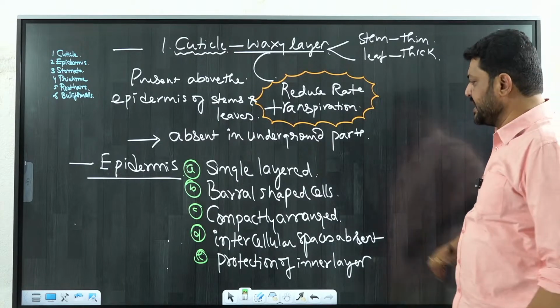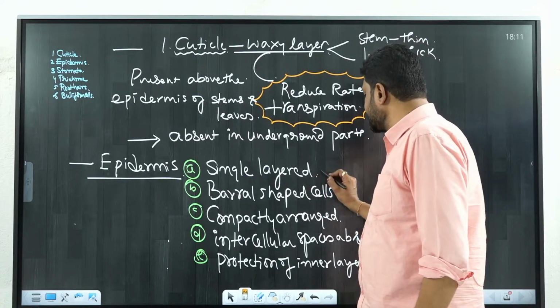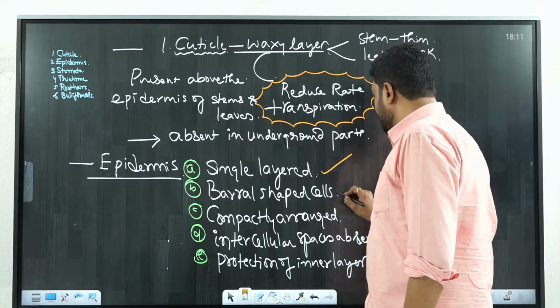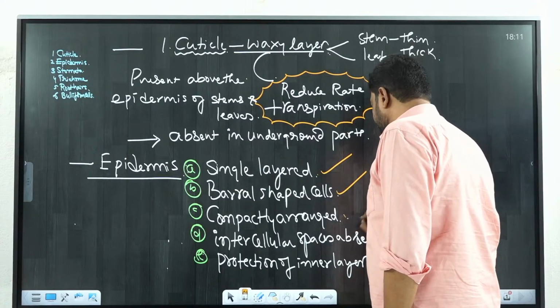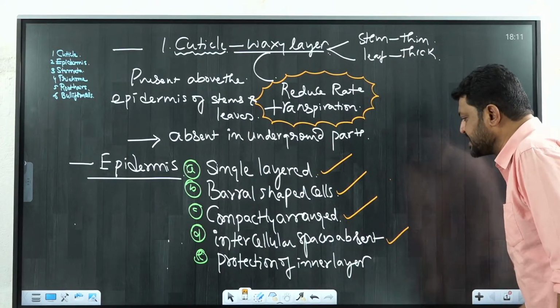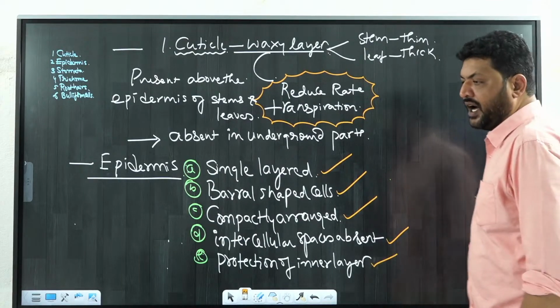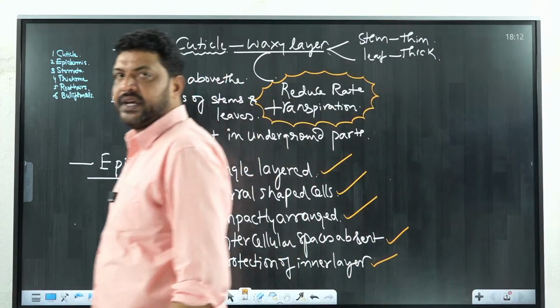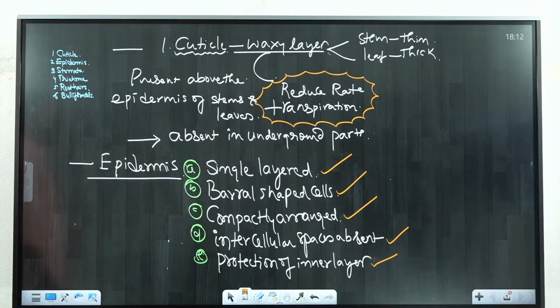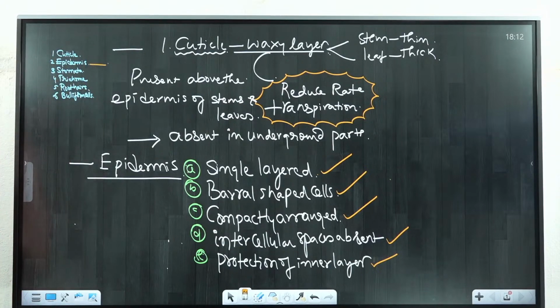So you should be careful. Epidermis is a single layer, important; barrel shaped cells, compactly arranged without any intercellular spaces, and protection of inner layer. All the statements are connected with epidermis. Was it clear for you? So now the second side heading, epidermis, is over.